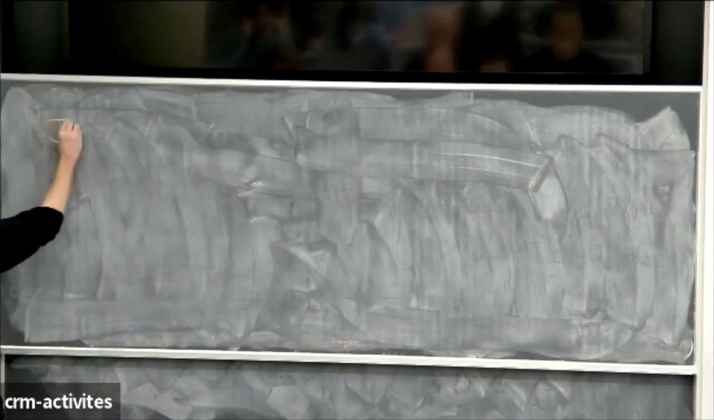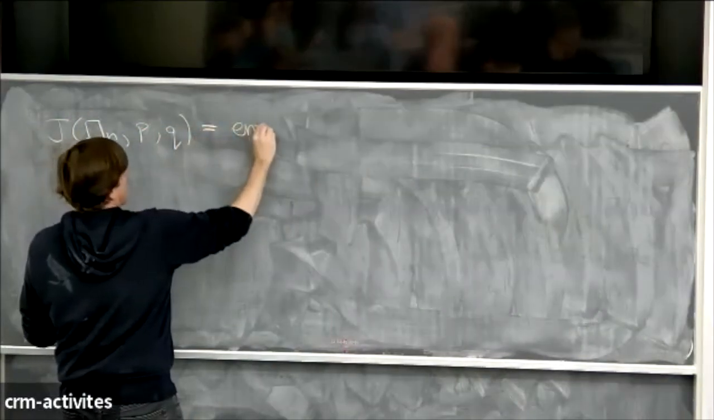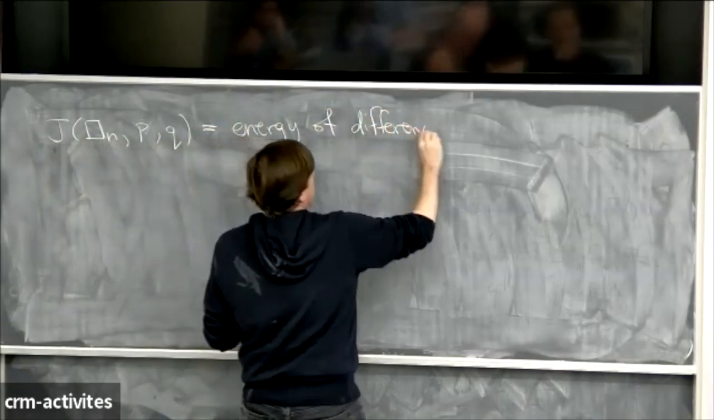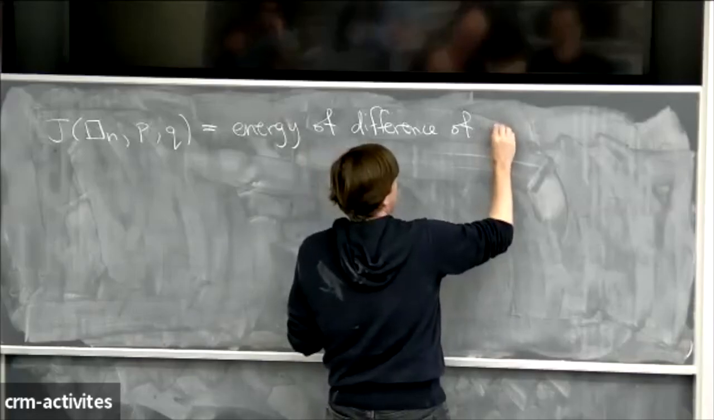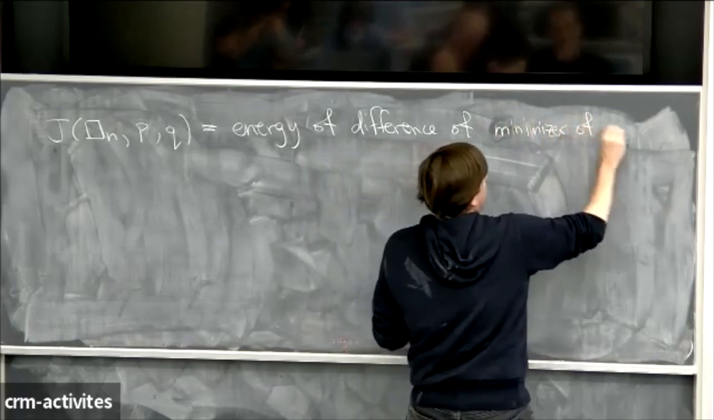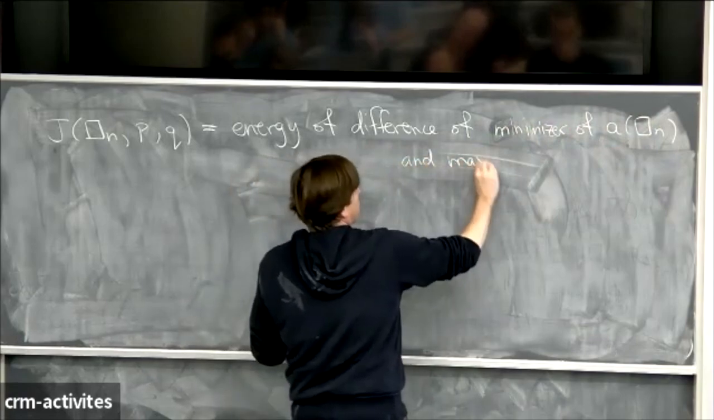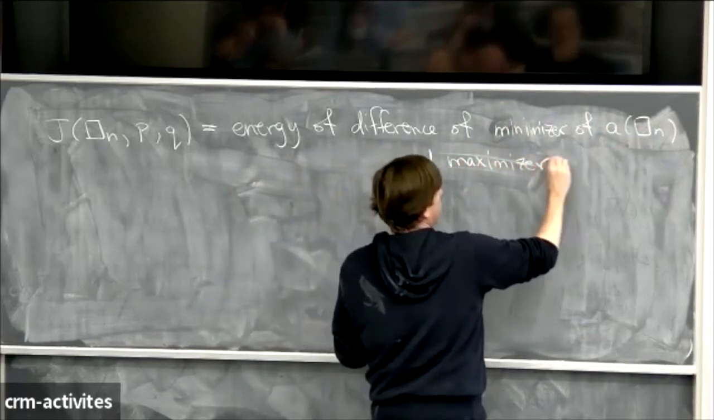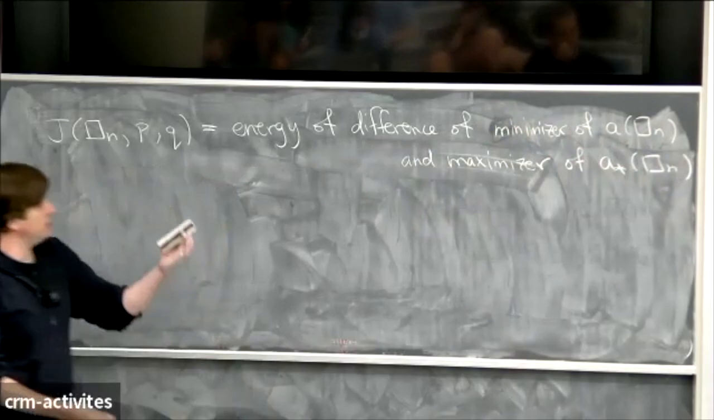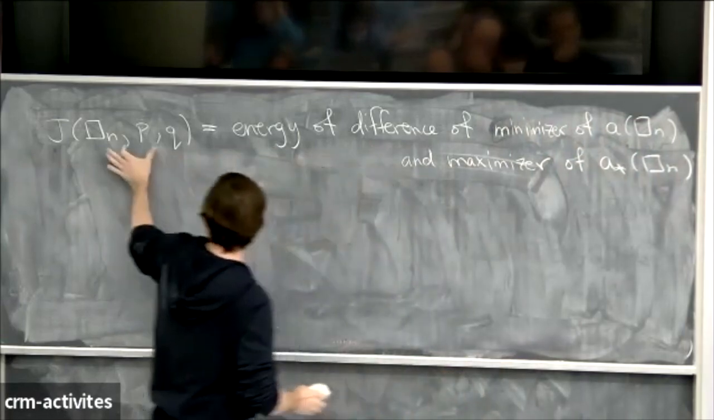So what J means is, J_{P,Q} is just the energy of the difference of the minimizer of A in that cube and the maximizer of the star, which is the Dirichlet and Neumann problem. If you take the minimizer and the maximizer, subtract them and plug them into the quadratic form, that's actually equal to what J is for those choices.